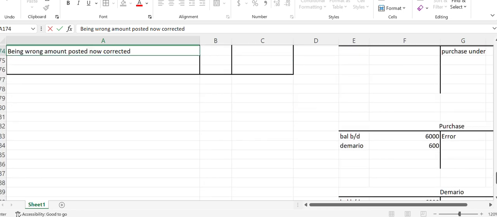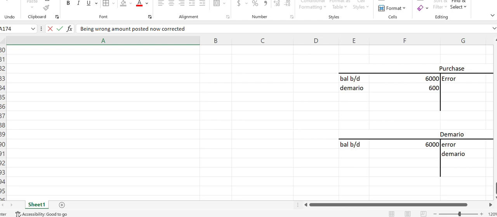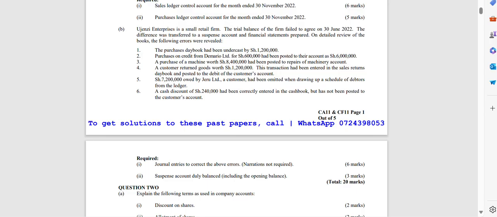So if you go back to these accounts, you can see if you are to balance this account, purchases account will be 600. In the Mario account, the balancing figure will be 600. So we've corrected that error. They had overstated the accounts.